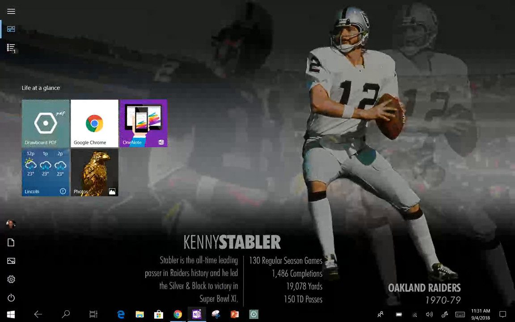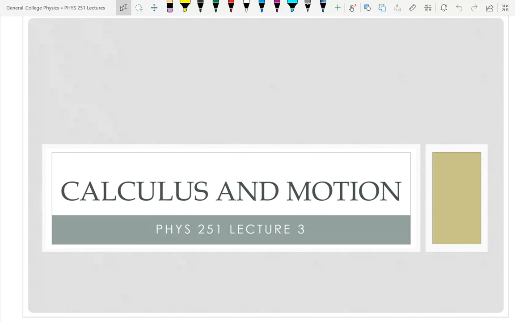Okay, going to the actual presentation using the OneNote app, we're going to talk about calculus in motion. Now, we kind of did this in the first lecture when I introduced the calculus we're going to be using for this semester.